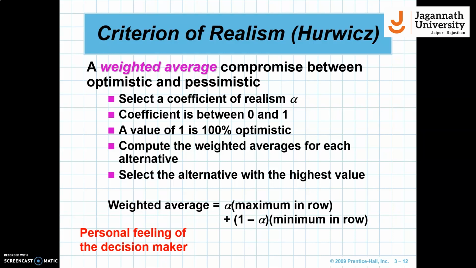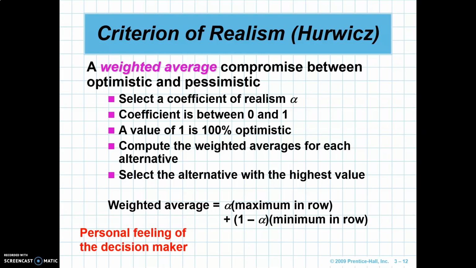In the previous lectures, we have discussed decision making theory. We have discussed two methods. The first one was Maximax and the next one was Maximin criterion. In this video, we'll be discussing the criteria of realism, which is also called the Hurwitz criterion.